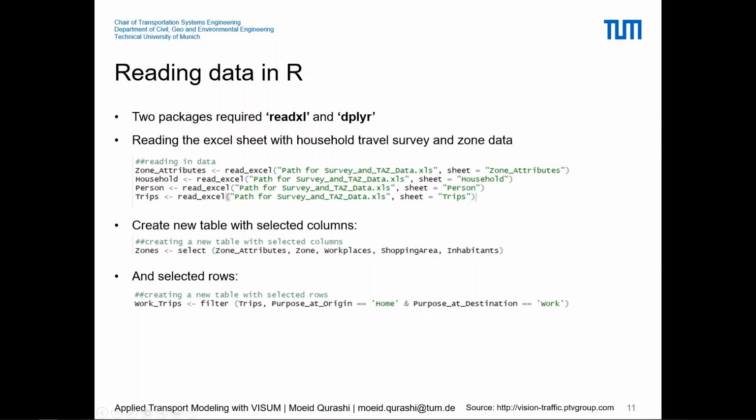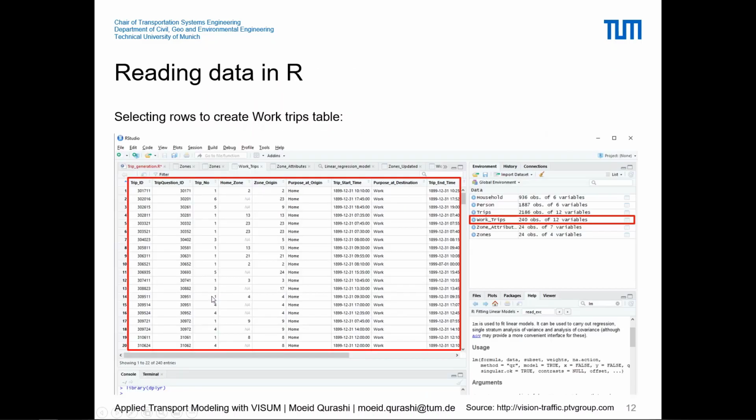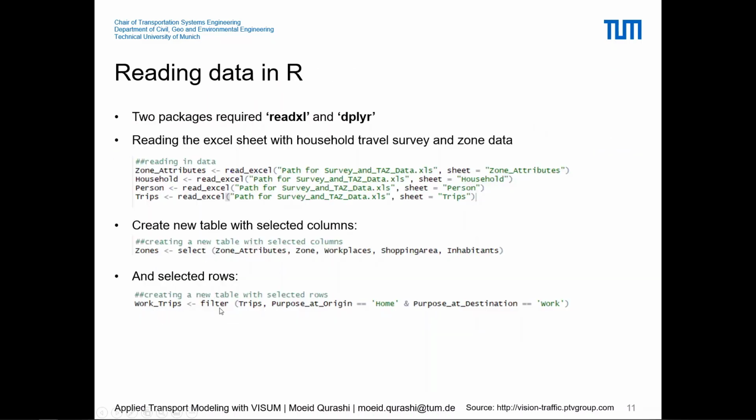To do this, we'll use this line, which is filtering all the trips. Trips is the trips table that we have, where we have all the survey trips. We're going to filter this trip table with two conditions. First is purpose at origin with home and purpose at destination with work. So this means all the trips from home to work.